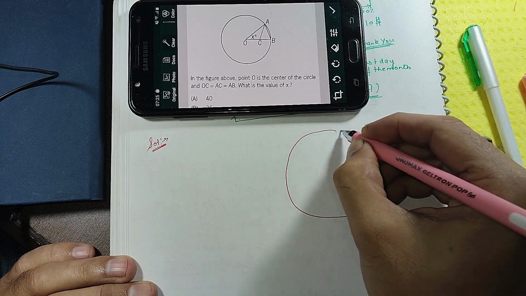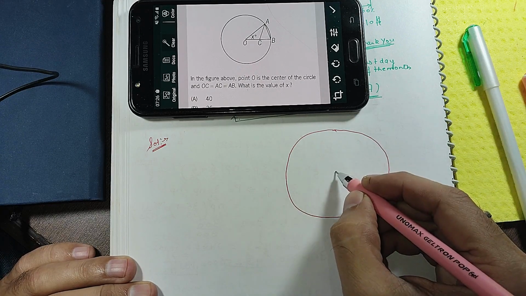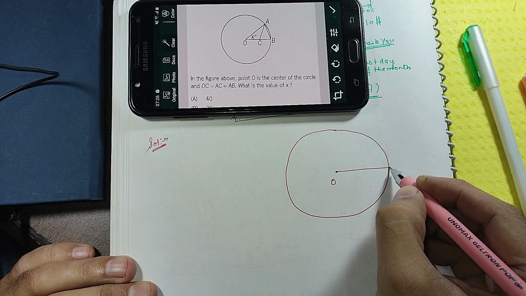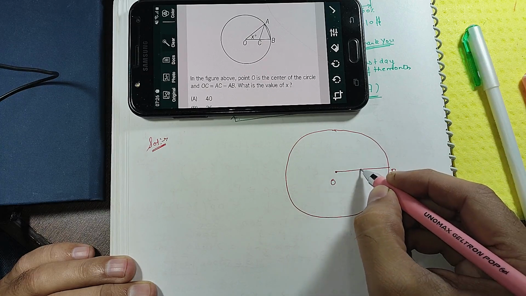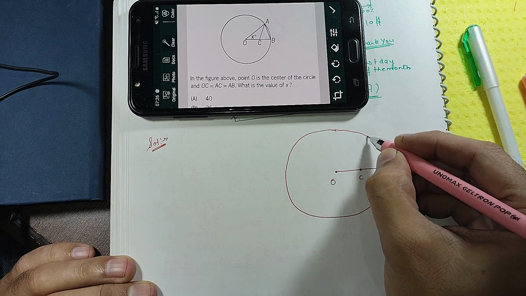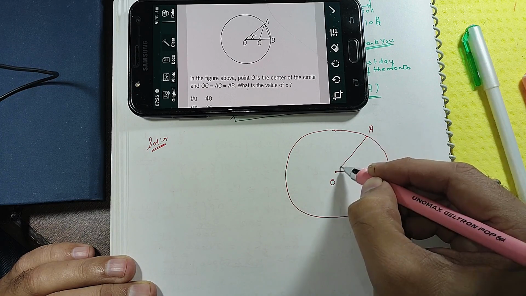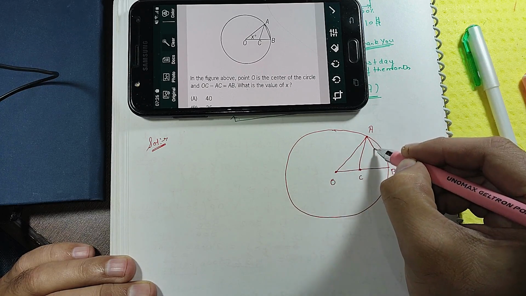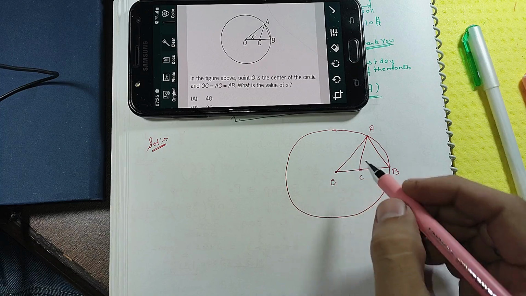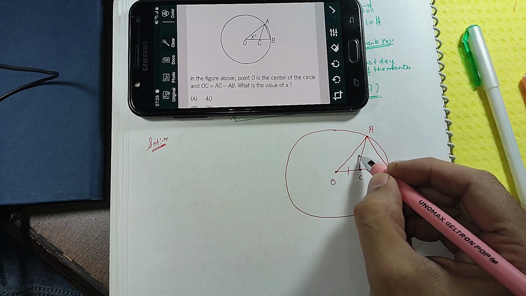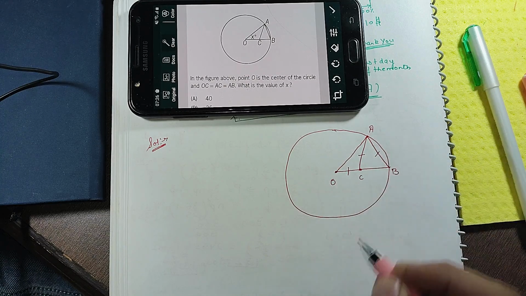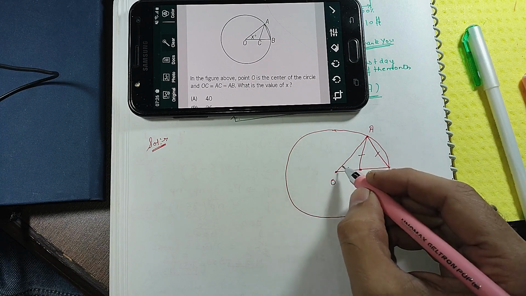Let us suppose this is that circle. Now, O is the center of the circle and OB being the radius, and there is a point C on this, A on the circumference of the circle, and then we join this and then AB, right? Now OC is equal to AC is equal to AB. So this has been given to us. We need to find the value of X.